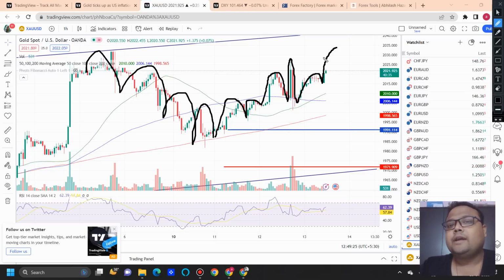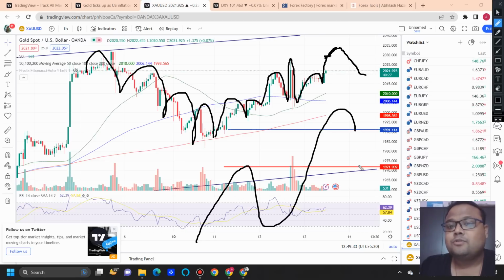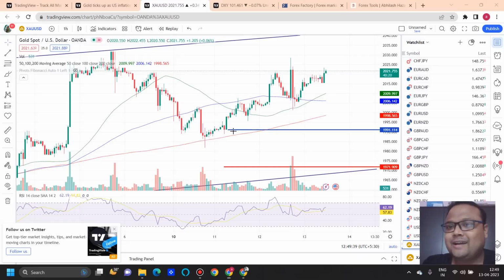Because listen to me carefully, if you take a buy position here, eventually after some time the market will come down, because the market always moves in a zigzag pattern. So waiting for the right time is the best thing to do right now.